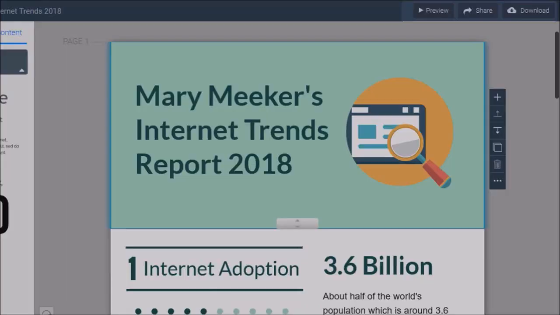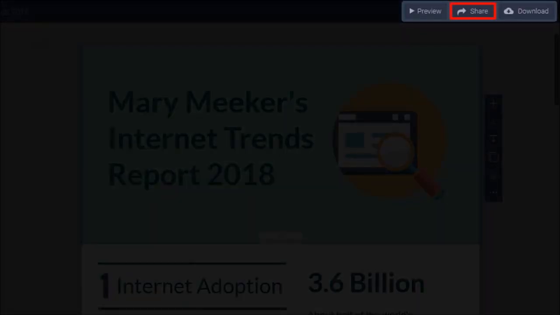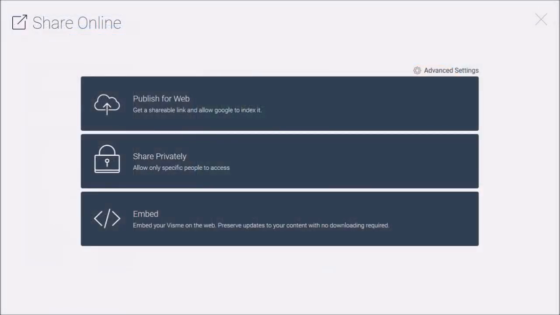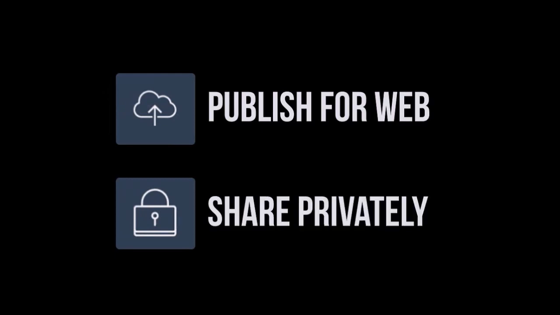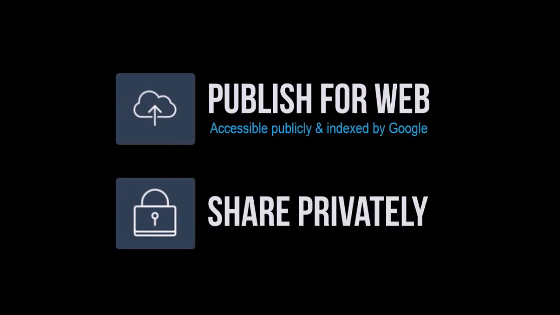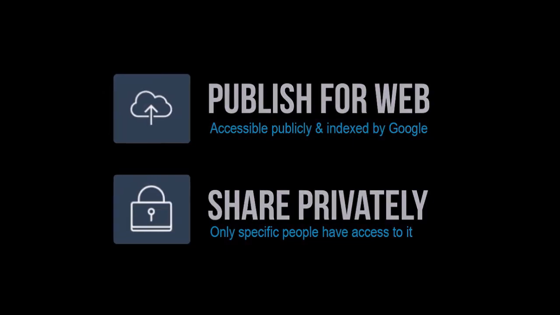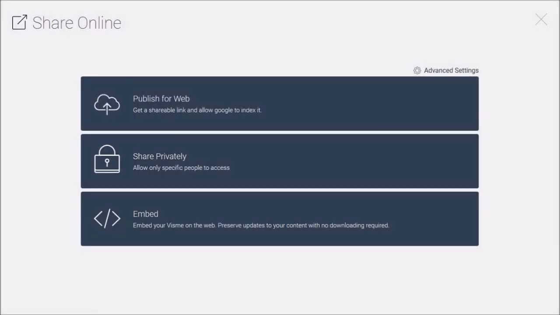In the top right corner, you will see this share button. And if you click on it, you will see these share options. I'm going to cover these two options in this tutorial. When you use the Publish for Web option, your project is accessible by anyone and indexed by Google. On the other hand, Visme projects shared privately are only accessible by people you share them with. So let's look at the first option to share publicly.